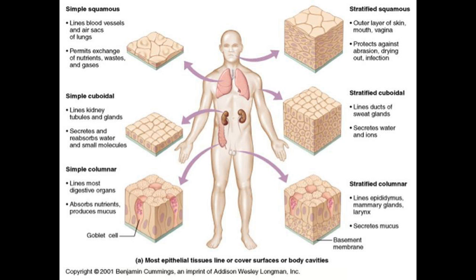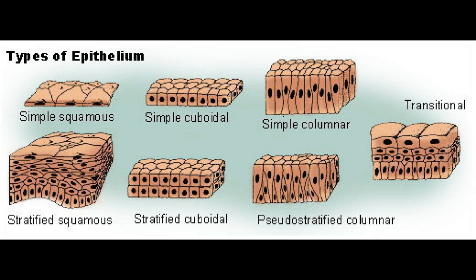We have three basic shapes: squamous, cuboidal, and columnar. Squamous cells are flat, thin, scale-like cells. They have fast absorption and diffusion, making thin membranes. Their location is in the air sacs of lungs and blood vessels.